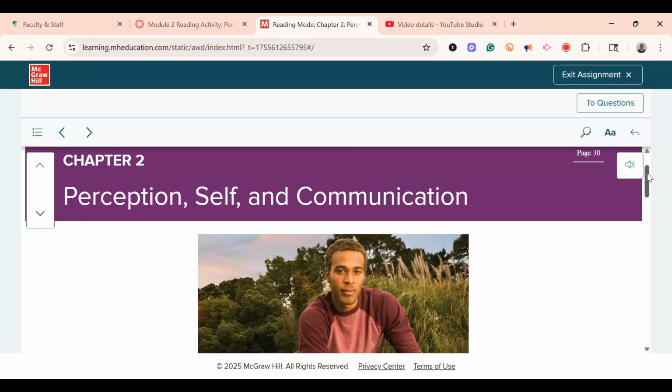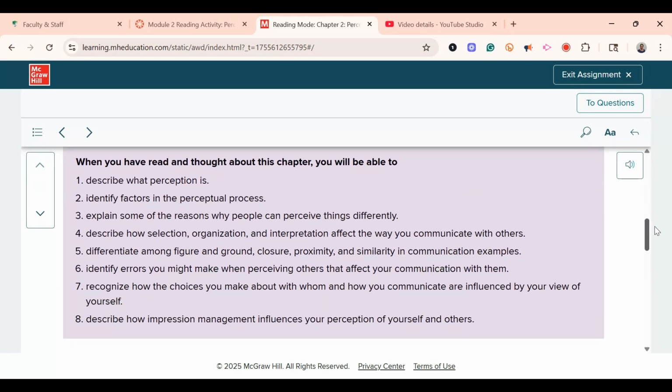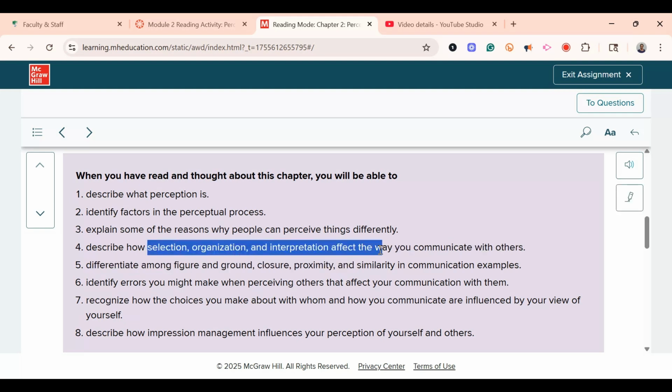Welcome to Module 2 Perception, Self, and Communication. And so, as you scroll and read, you'll find that this module has to do with perception, perception's identity factors. You'll explain some of the reasons why we perceive the way that we do. We're going to talk about selection, organization, interpretation, and the way that it affects the way we communicate with others.